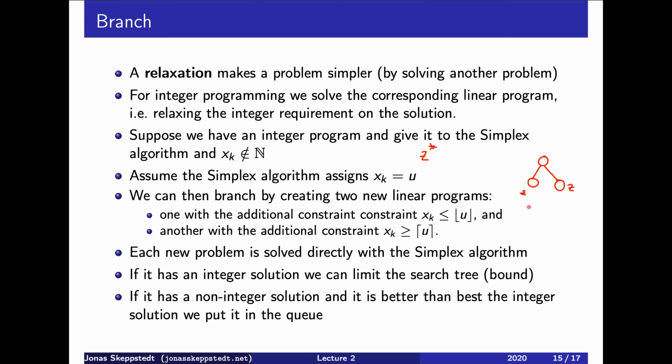Okay, so if this one is worse, then we can forget this part of the tree. Say instead that this one was better than that one, but that it's not an integer solution. Okay, what we will do then is to remember this node. So we take this node and put it in a queue or in a list or somewhere. We put it aside for future use.